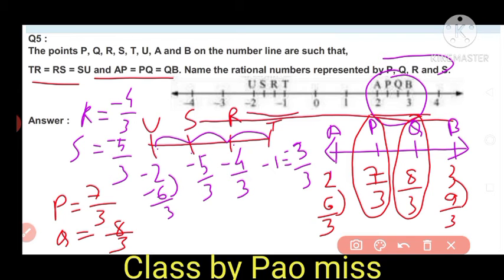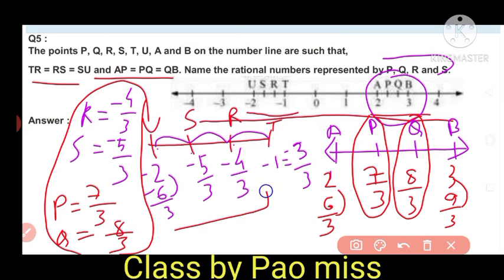So we got our points and we have represented them also. You have to draw this number line neat and clean, and you have to mark all these values: R equal to minus 4 upon 3 and S equal to minus 5 upon 3, P equal to 7 upon 3 and Q equal to 8 upon 3. First you have to understand this very nicely. After that you can write by yourself also, isn't it? Now come to next question.